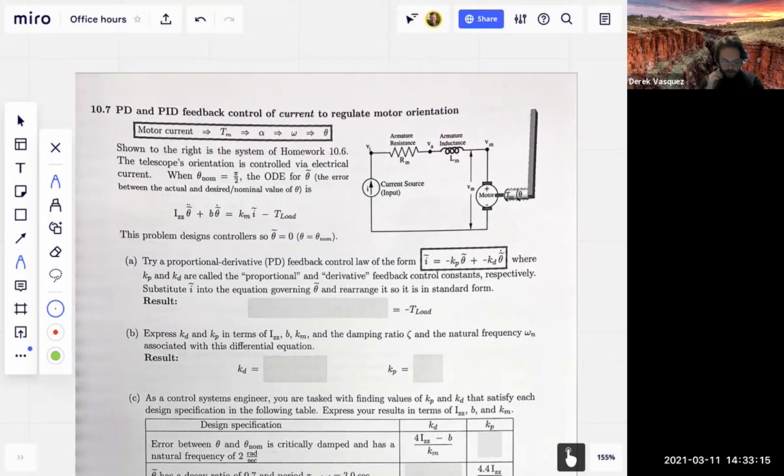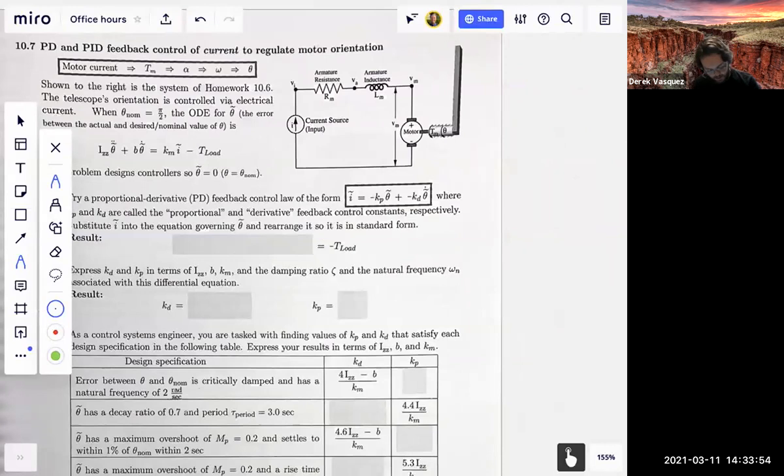So this one, exact same system. We have a current controlled motor. Now we're going to do a proportional derivative feedback control law. So this is our control law here: I tilde is equal to minus Kp theta tilde minus Kd theta tilde dot, where Kp and Kd are the proportional and derivative feedback constants. We're going to substitute I tilde into our ODE and rearrange it.